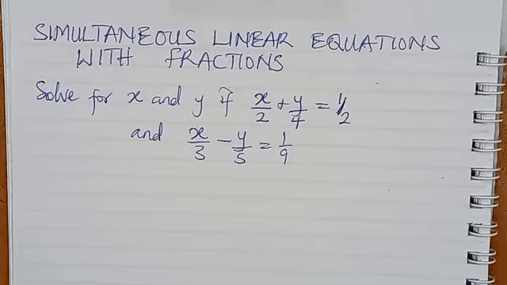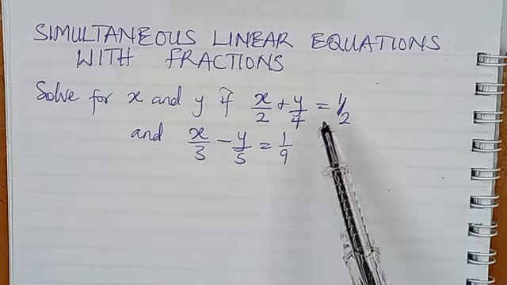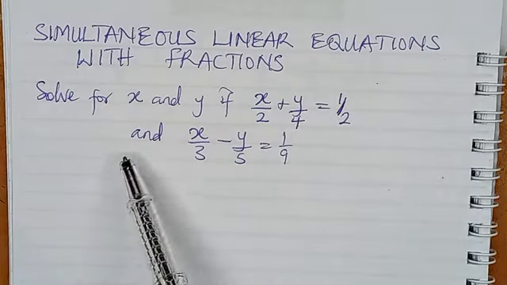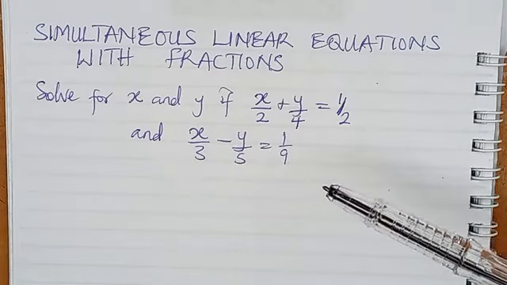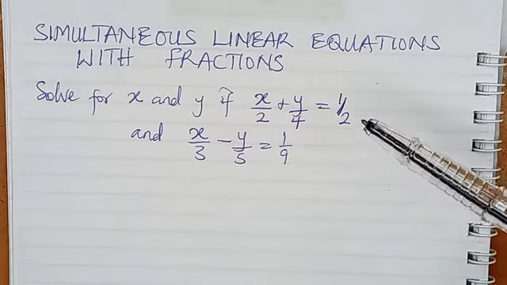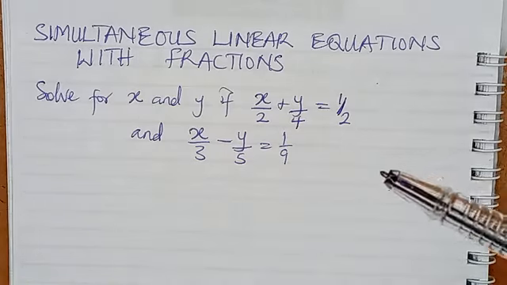Now we'll be solving simultaneous linear equations when the equations have fractions. We've been told to solve for x and y if x over 2 plus y over 4 is equal to 1 over 2, and x over 3 minus y over 5 is equal to 1 over 9. Looking at these equations, it looks overwhelming at first glance, but we can see after this that it's just the same way of solving it.